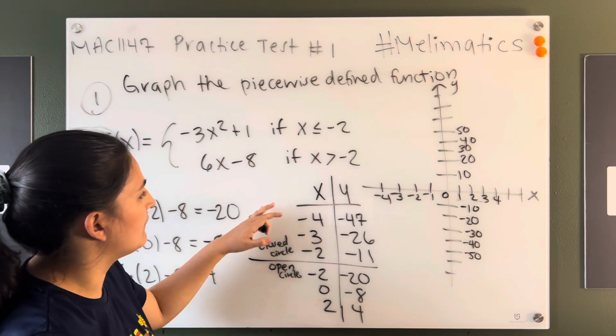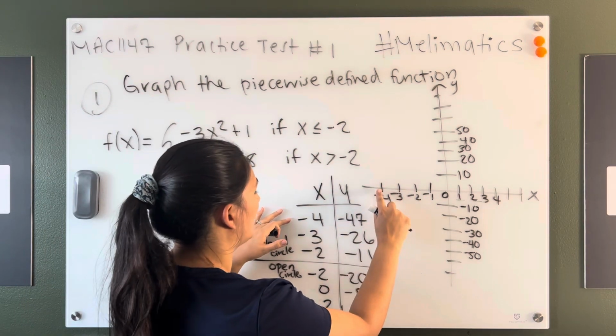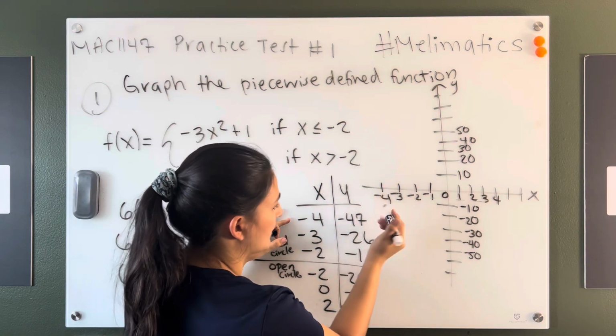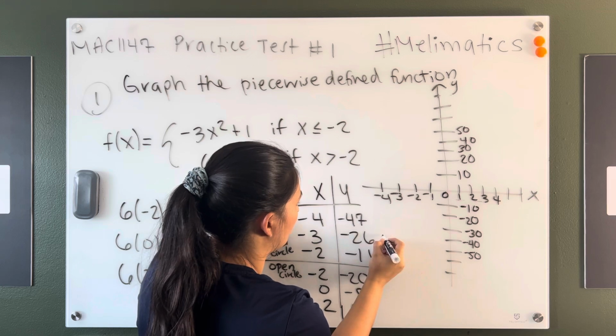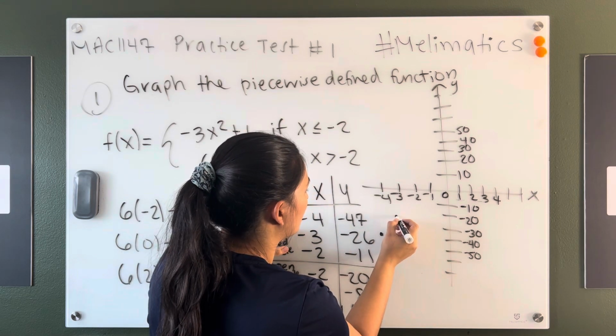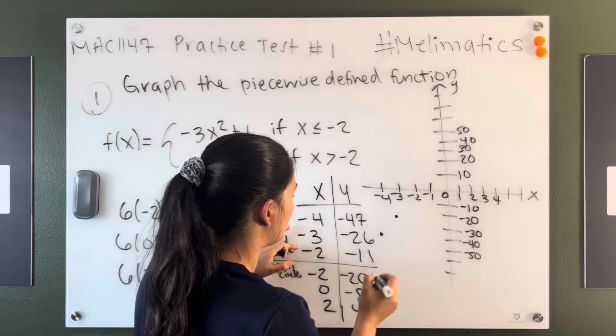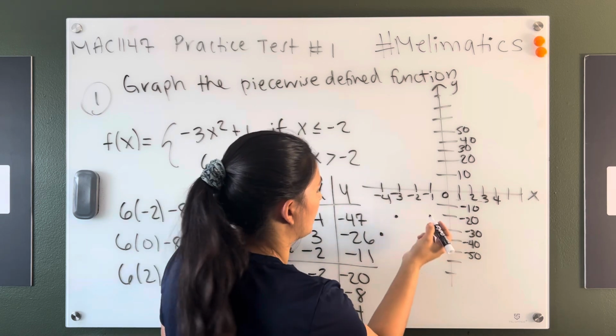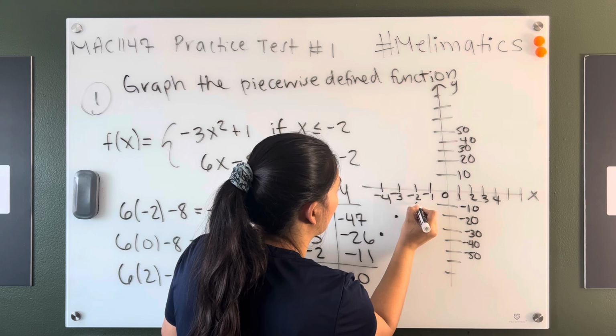Alright, so for this one we have -4, comma, -47, so that would be close to -50, there you go. -3, comma, -26, close to -30. -2, comma, -11, but it's an open circle, right? So -2, comma, -11 will be right here.